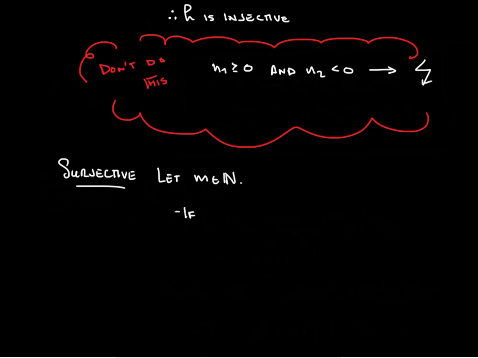So if m is an even number, we can write it as 2 times n, where n is a natural number, then we can simply write m as h of n. Because a natural number is greater or equal to 0, we're using the condition in red for our function h, and so h sends n to 2 times n.